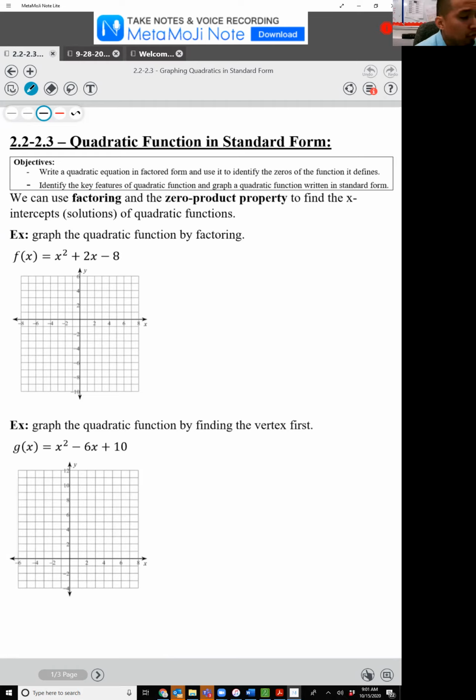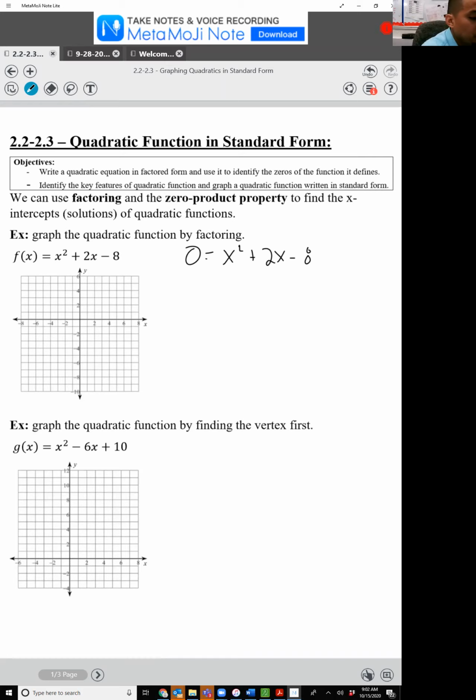The first thing that you need to know when it comes to factoring is that we're actually finding the x-intercepts. So if you remember from the previous class, to find the x-intercepts, we need to plug in 0 for y. In this case, f of x represents y. So I'm going to have 0 equals x squared plus 2x minus 8.